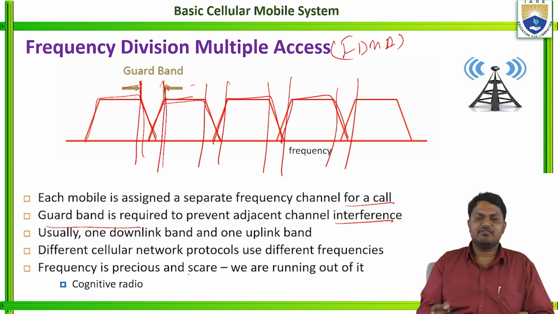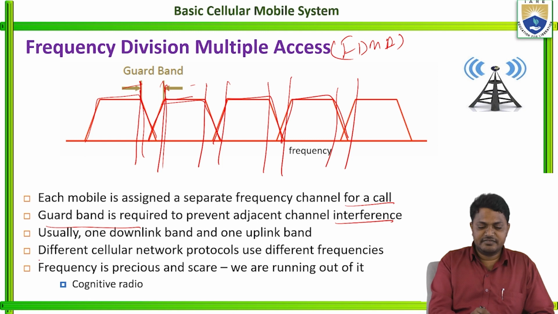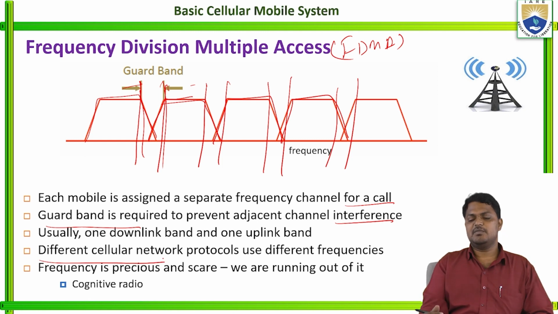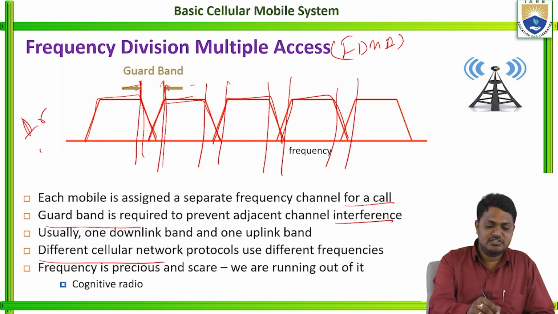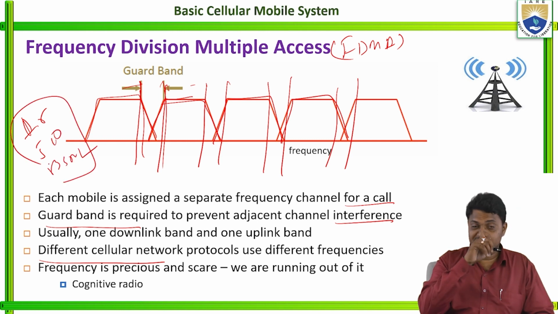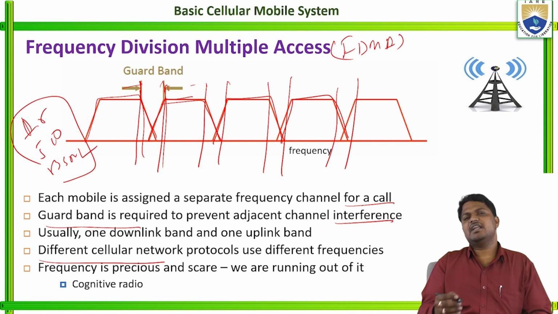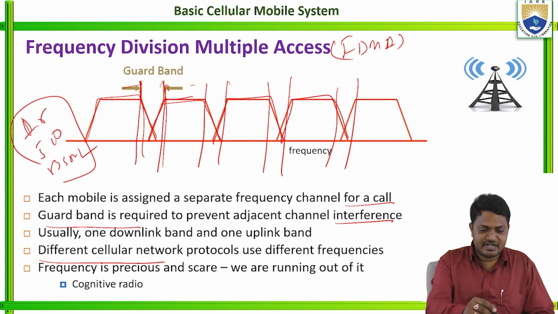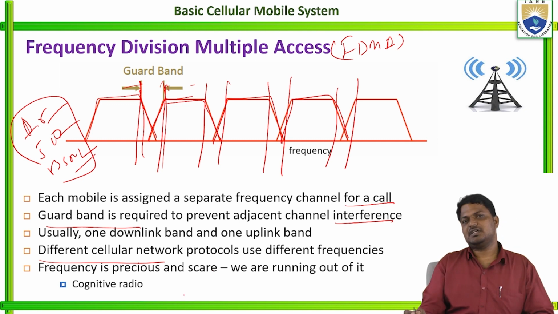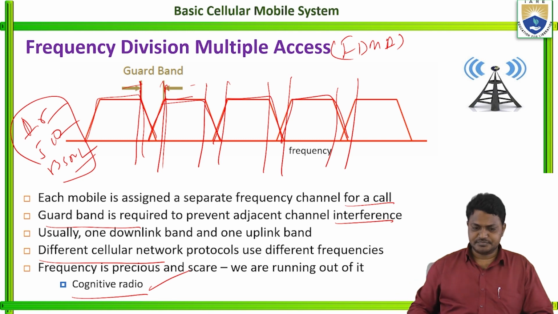Different cellular network protocols are used in different frequencies. For example, Airtel, Jio, BSNL are the different network providers, using different frequencies. Frequency is precious and scarce because we are running out of it. That is called the cognitive radio network. We are moving from electromagnetic signal radios to cognitive radio networks.